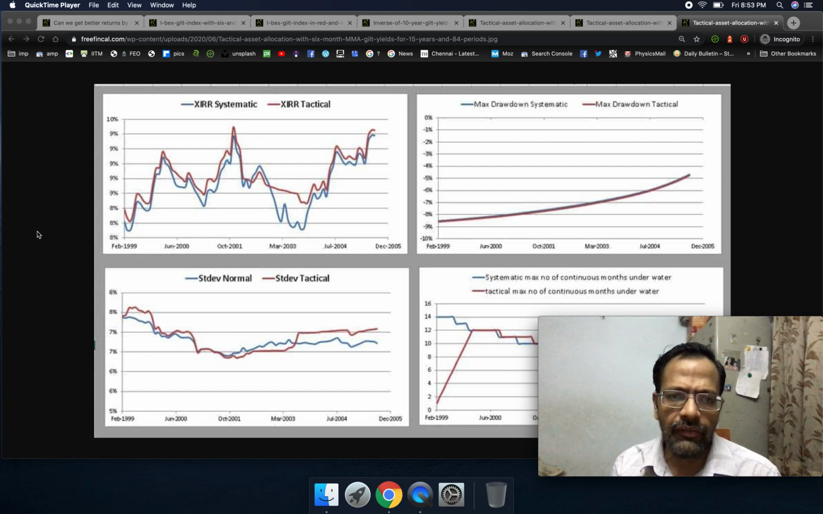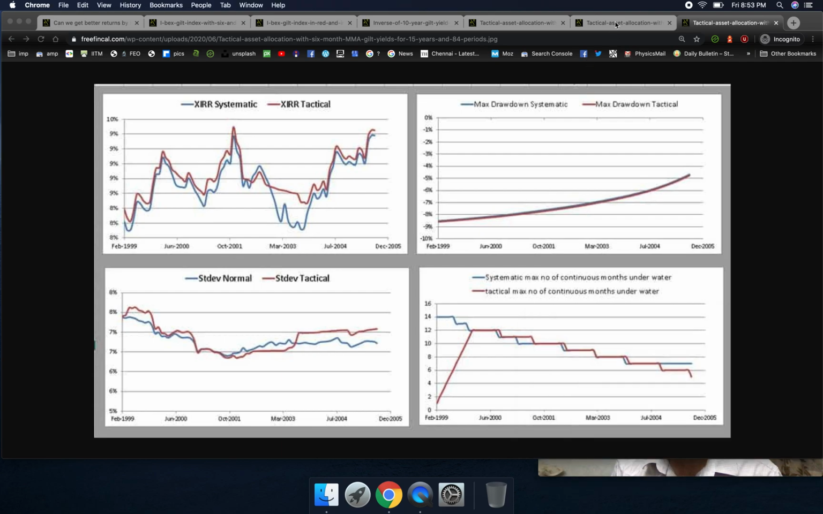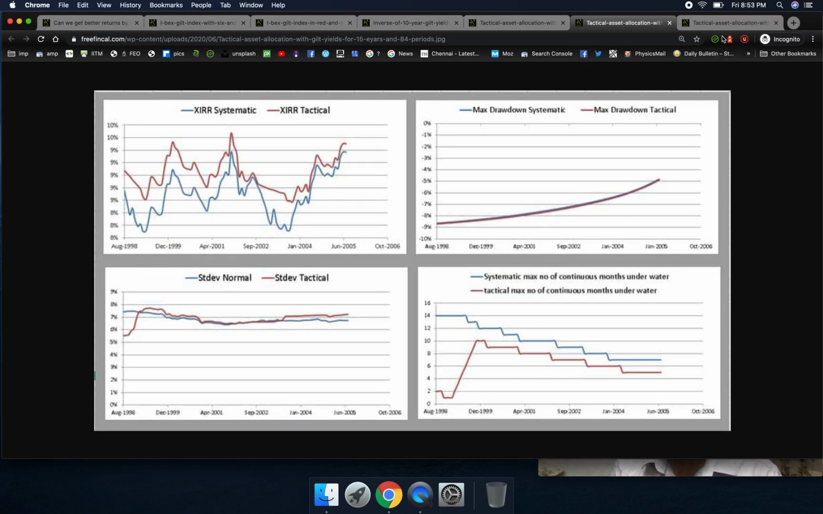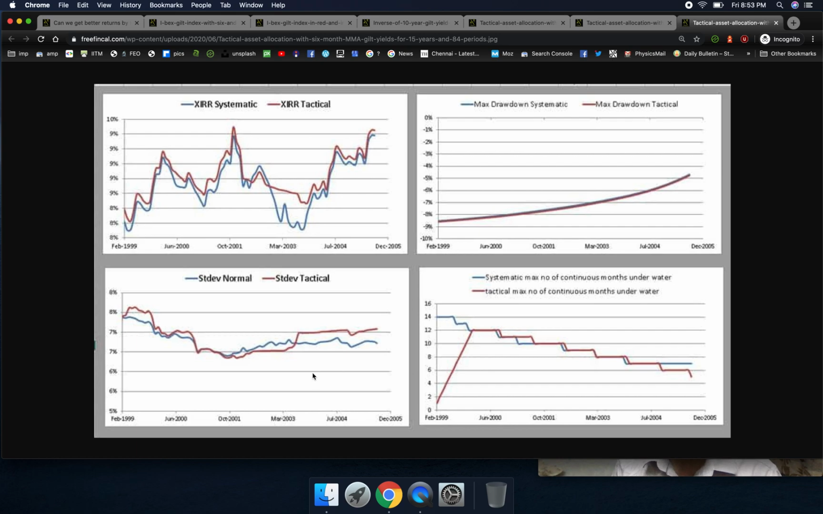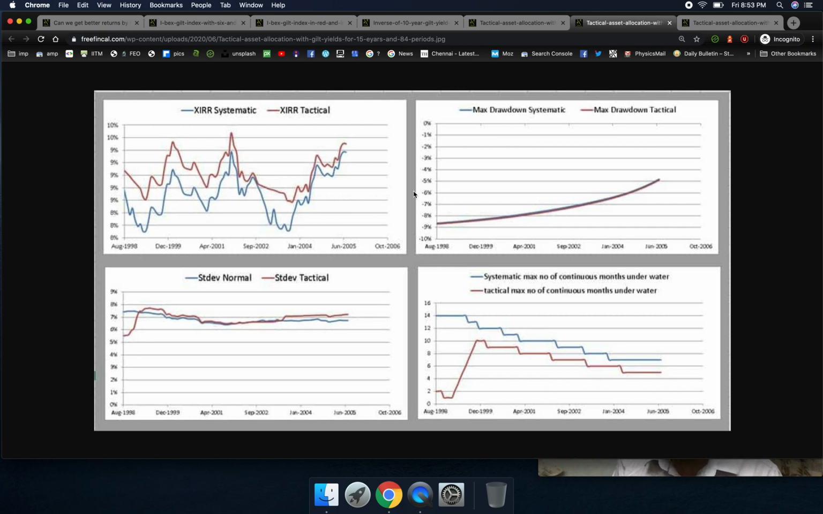Continuously the XIRR of the tactical approach is slightly better, but not as much as in the earlier case when you use both moving averages. It's slightly better, but it's all right. I mean, it's still possible. There's some kind of risk management, a slight marginal benefit in the number of continuous months underwater, but not as much.